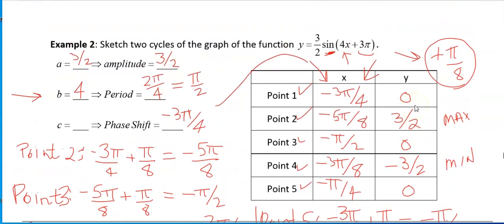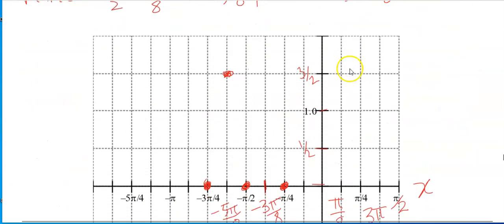Go back to the original question. Read it carefully. We just drew one cycle, didn't we? I'm going to draw a nice curve now through those. But look, they never asked you to draw one cycle. They want you to draw 2 cycles, 2 periods. Well, ladies and gentlemen, I've only drawn one.